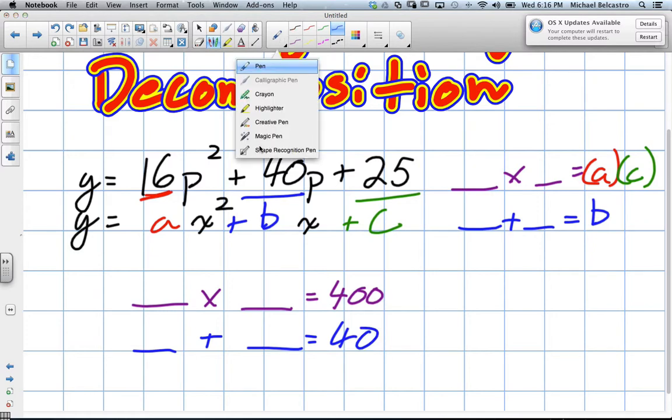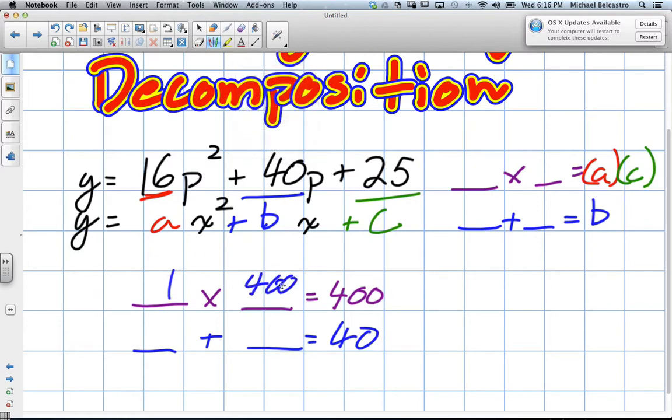Factors of 400, I'll write a couple. There's 1 and 400. Obviously, they don't add to 40. 2 and 200, they don't add to 40. 3, no. 4 and 100, they don't add to 40. 5 and 80, they don't add up to 40. So we're just going through this. Eventually we're going to get to two terms, and you would try this process over and over again, but the two terms in our case happen to be 20 and 20. 20 times 20 equals 400, and 20 plus 20 equals 40.